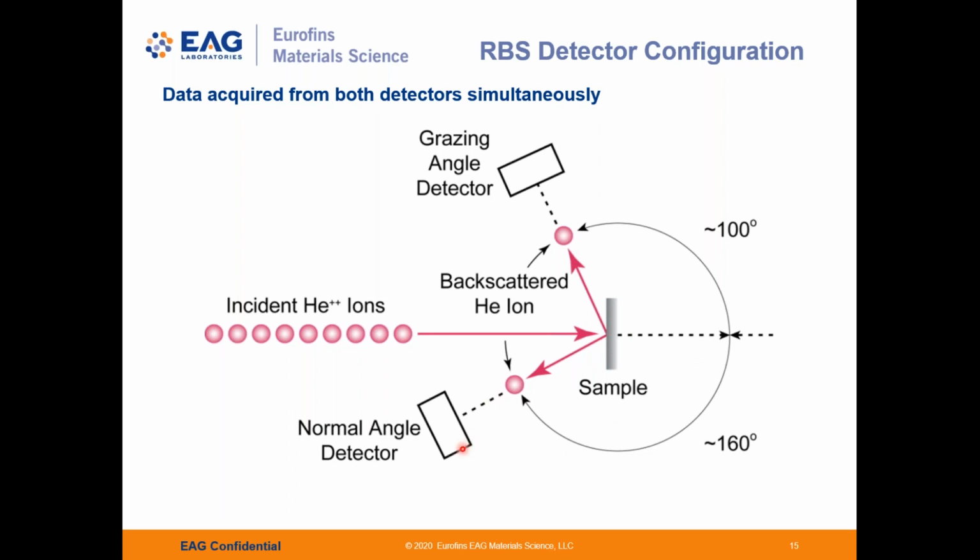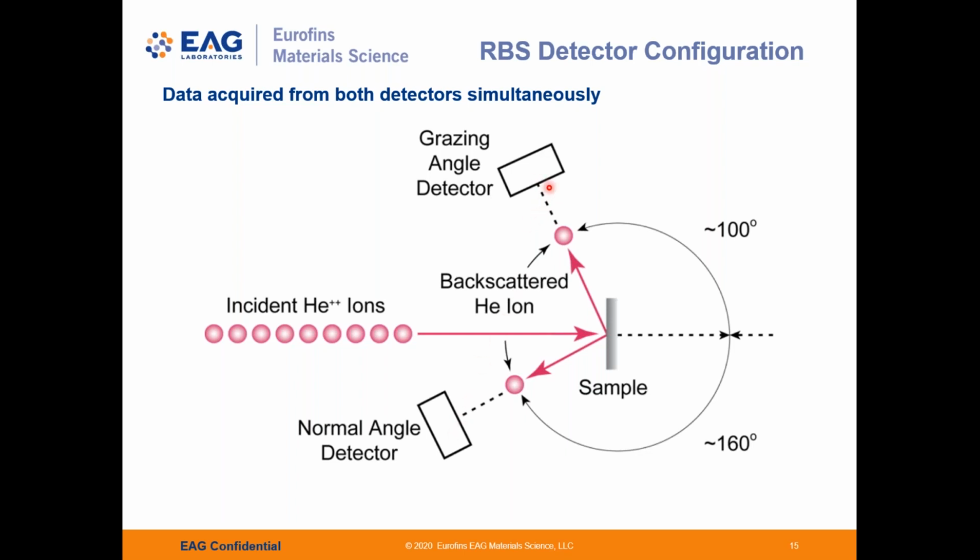One detector is placed as close to 180 degrees, or full backscatter, as possible. Of course, we cannot place it directly in the path of the beam or we'll be blocking the incident ions. So 160 degrees relative to the incident beam. The other detector is placed at a grazing angle in the range of 100 to 115 degrees to optimize the resolution of spectral features as needed for the elemental structural analysis. The RBS spectra from the two detectors are simultaneously acquired during the same acquisition.